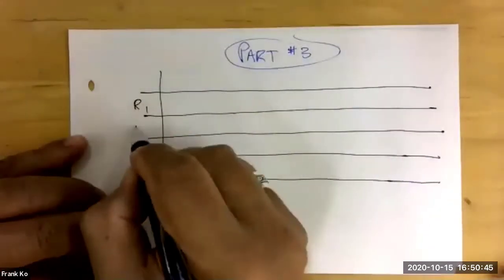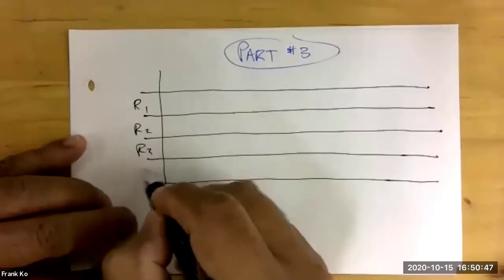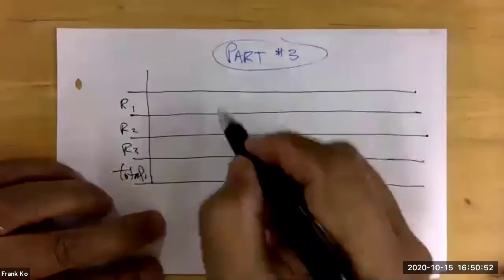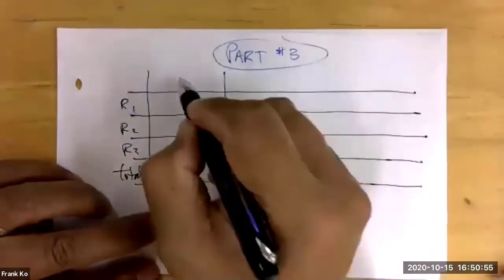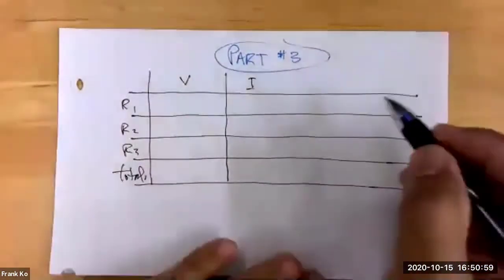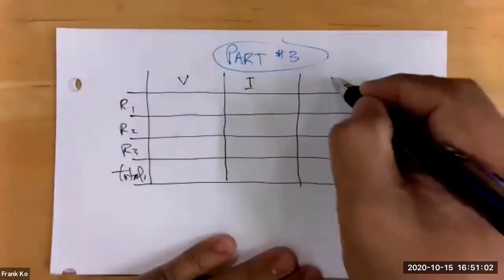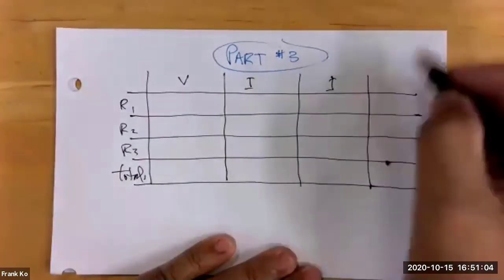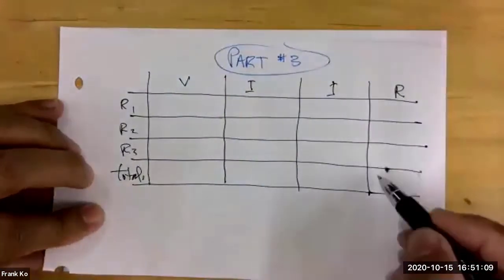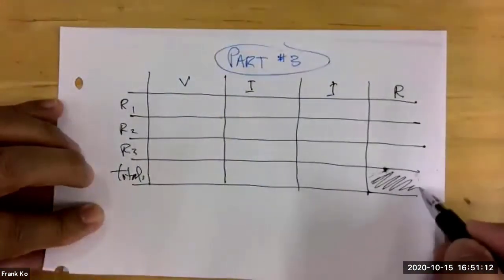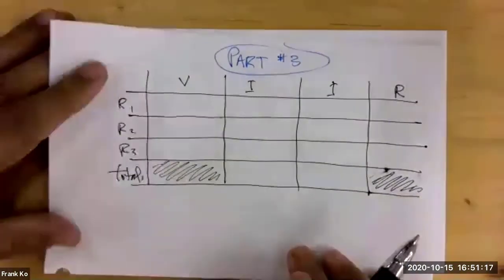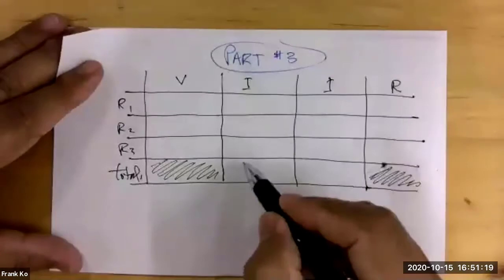For R1, R2, R3 totals. I do want a pretty hefty column for V, because now I will calculate for V. I have I, and I have I, and I have R. So in this particular case, for our final, there will be no R total, and there will be no V total. There will be no I total.